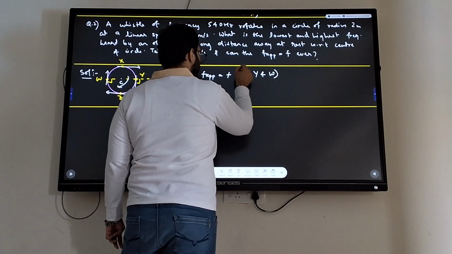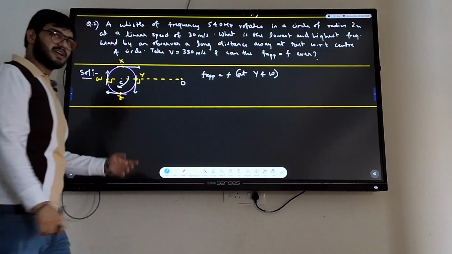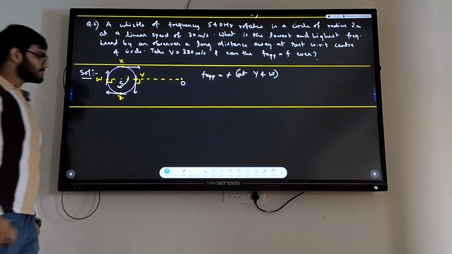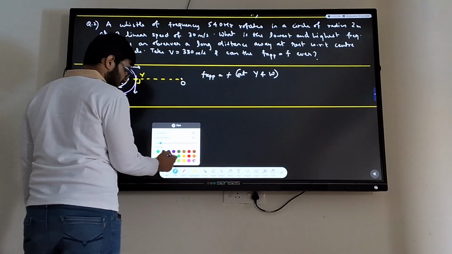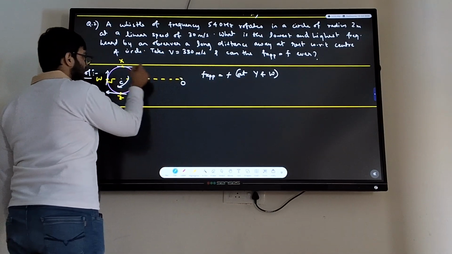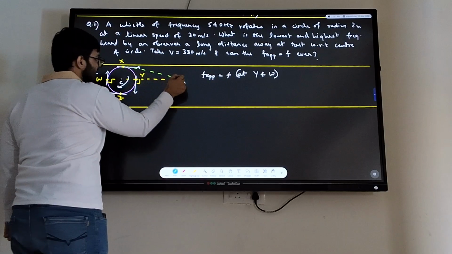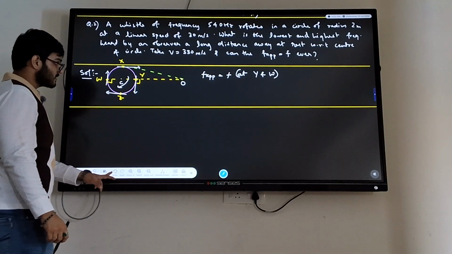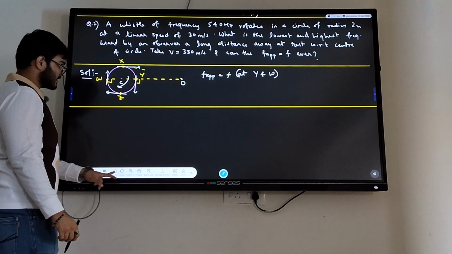And this is the last part of the question, no? Will the f apparent ever be equal to f? That will be equal to f in these 2 points. Where will it be maximum? So look at the points joining the 2 particles. If I take this and this, then this is the line joining the 2 things. Yes or no? Let me make it a little better.